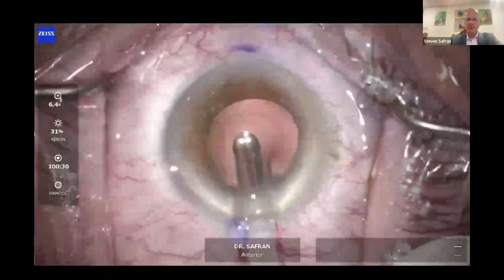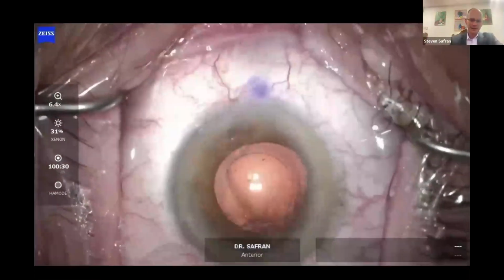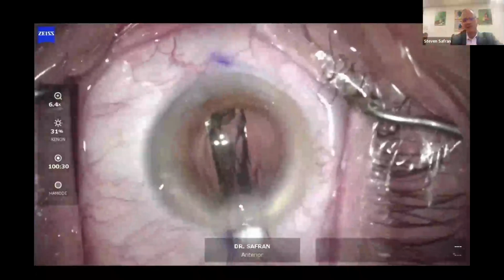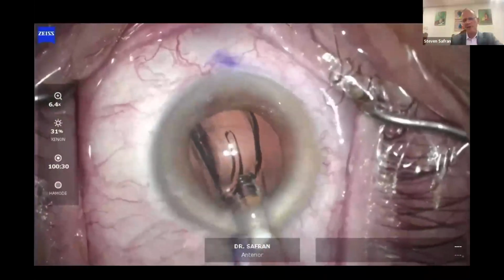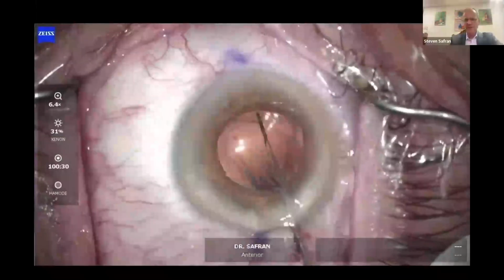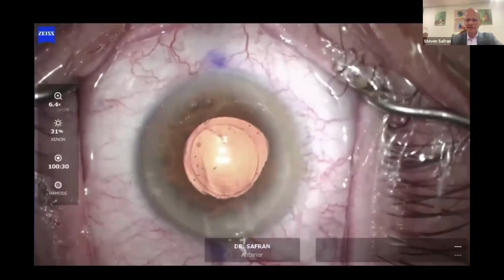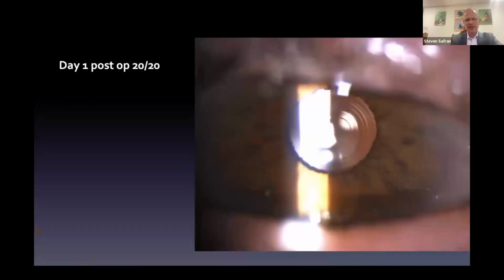And I'm going to go ahead and put in a CTR here because I think that might give me some extra stability and keep the lens from decentering within the bag. I'm going to place a multifocal toric lens. I used a different brand of lens here. I thought I might have a little better management of any decentration. And this is the end of the case.